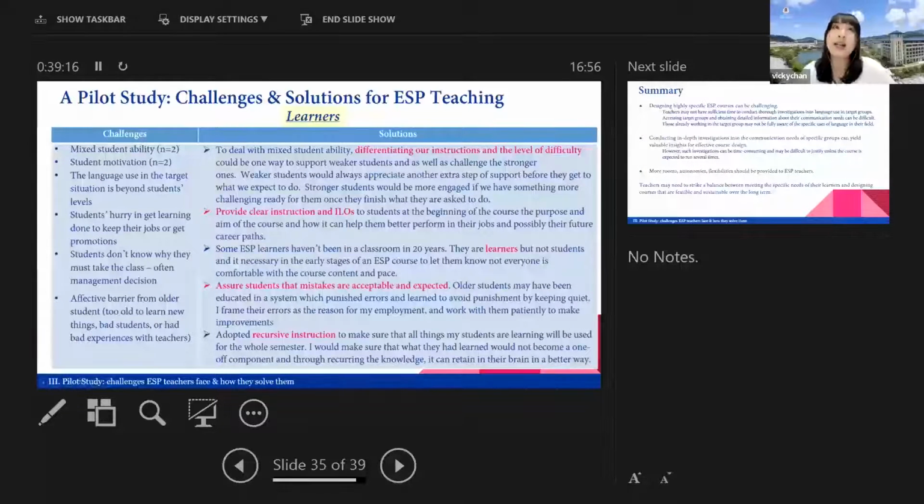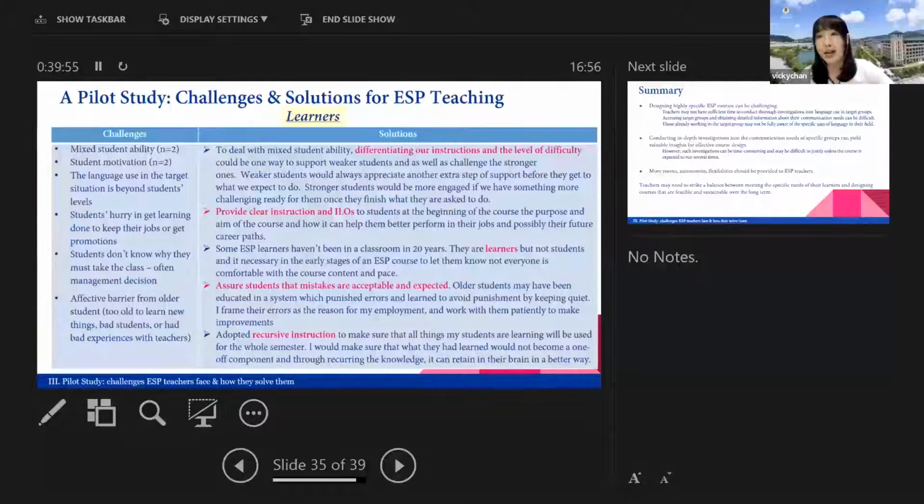From the learners, sometimes students might have very mixed abilities. Their motivation might not be too high. They might not even know why they are taking this course. Also, maybe some students are also quite old already, so they might not have a good learning experience before. So in that case, some possible solutions are differentiating our instructions based on the level of the students. Maybe we have different instructions for better students or even lower level students.